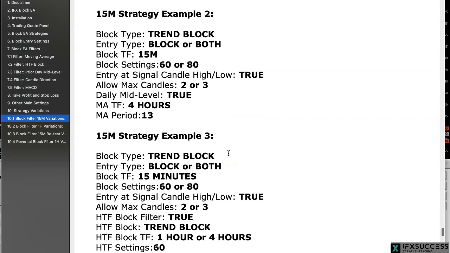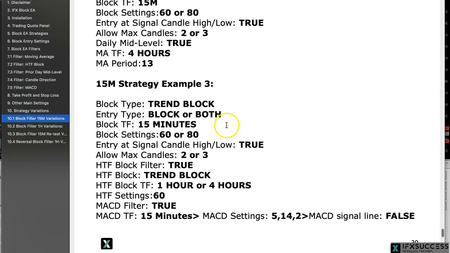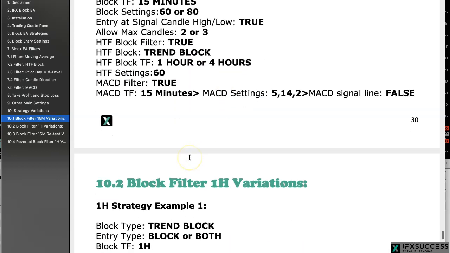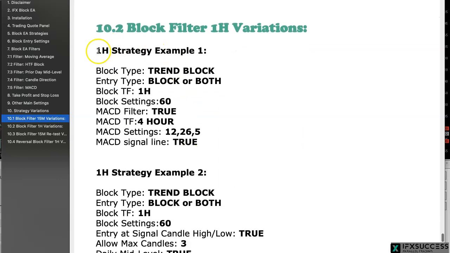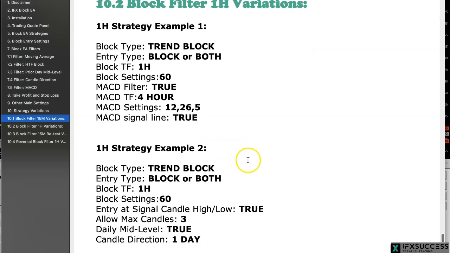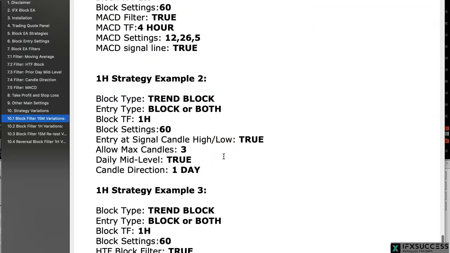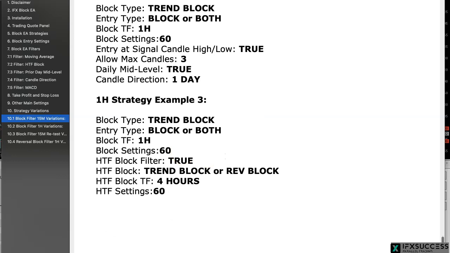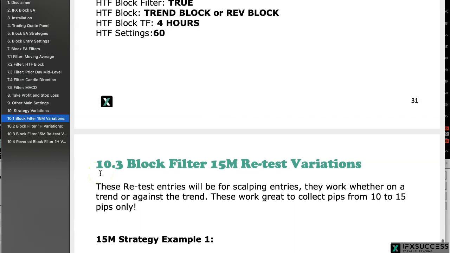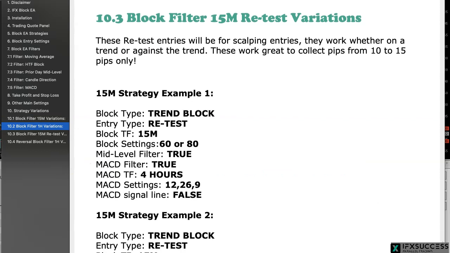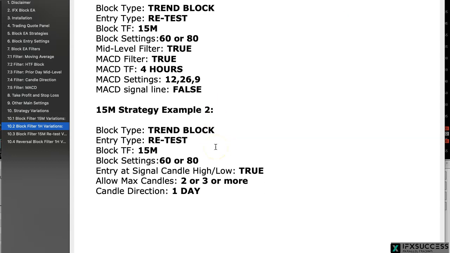So I give you different variations that you can play around with. Some of them we can add more filters into. And then we can also talk about the 1-hour filters. These are examples of what you can set, or you can have your own variations and try out what it is that you like, right? I give you examples of 15 minutes and 1 hour, but this is also going to work for 5 minutes. This is also going to work for 4 hours or even a half-hour entry. So this is pretty much up to you.